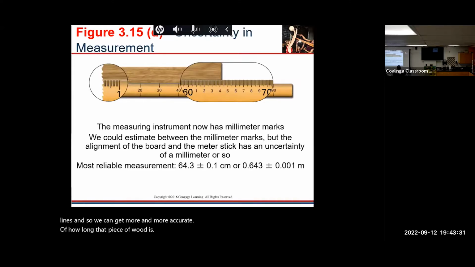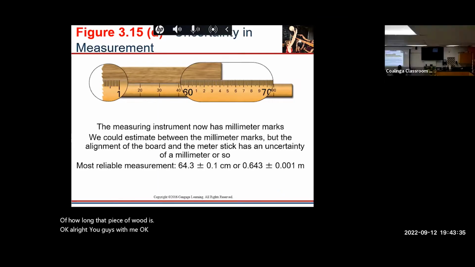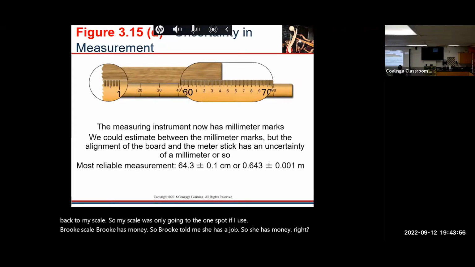Okay, are you guys with me? Yeah. Okay, so remember when we were talking about my scale, this goes back to my scale. My scale was only going to the one spot. If I used Brooke's scale, you know, Brooke has money. So, Brooke told me she has a job, so she has money, right? I got bills, honey. I got bills. Okay, I know her scale is better than my scale, because hers goes to the 10th spot, right?